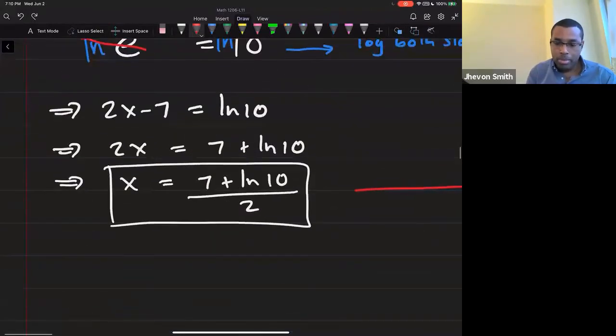So some people might be tempted to see, oh, they see the 2 and the 10 here, and they'll cancel it. First of all, you're canceling across a sum, which is already illegal. But some people might split it off and have a 7 over 2 plus the ln of 10 over 2, and they're like, oh, that's ln of 5. It's not ln of 5. There's no rule that says I can do that. So that's the answer. You have to write it like that.